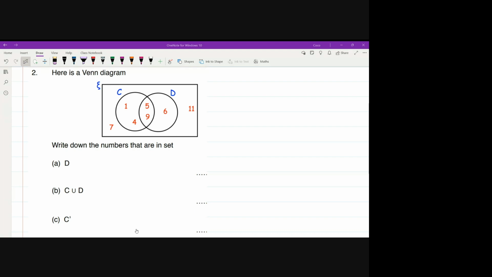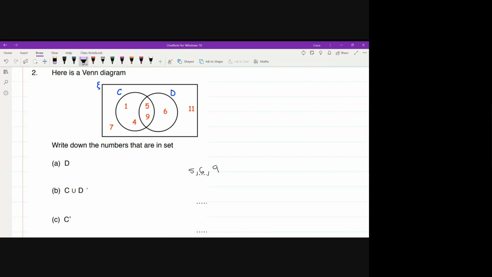All right. It's looking like many of us are done. Shall we have a look at the answers here? So it says here, here's a Venn diagram. Write down the numbers that are in set D. Now, the whole of set D is just that: D, which is 5, 9, and 6. So our answer here should be 5, 6, and 9.